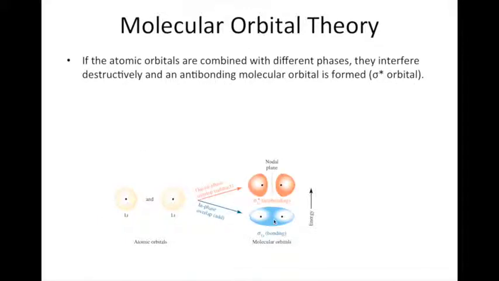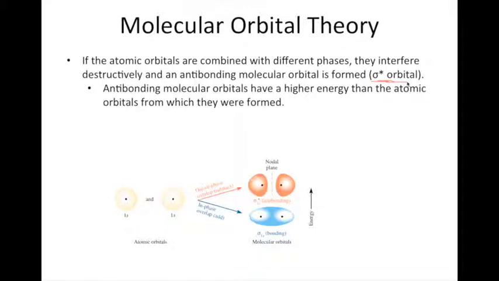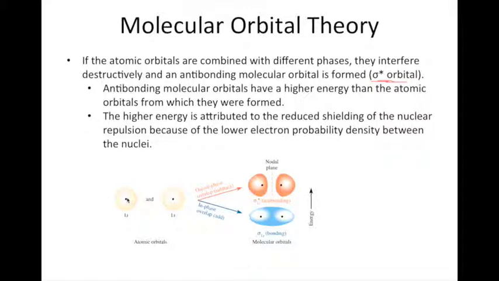Well, let's look at antibonding molecular orbitals. If the atomic orbitals meet out of phase, we end up with antibonding molecular orbitals, sometimes abbreviated as a sigma star orbital. Antibonding molecular orbitals have higher energy, and you can see that here. They're higher energy than the atomic orbitals from which they're formed. The higher energy is because when the orbitals meet out of phase, they cancel each other out where they meet, which would be between the two nuclei. So we end up with a node here.